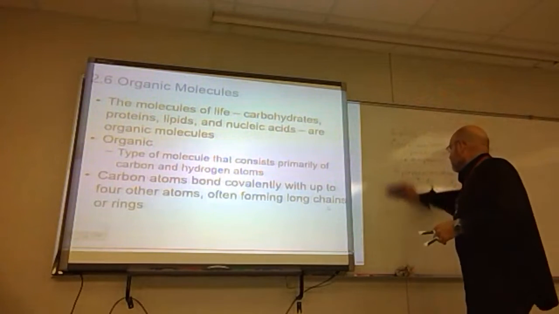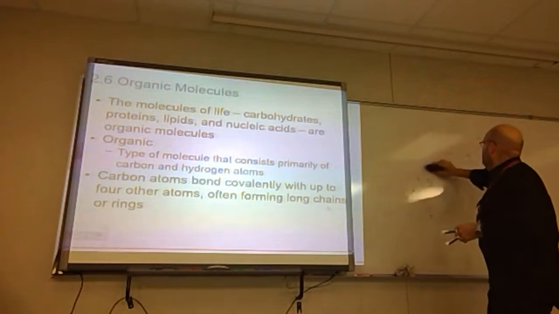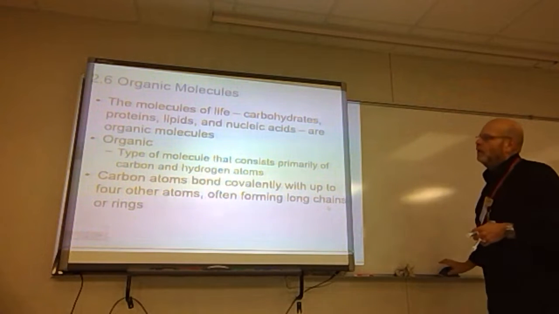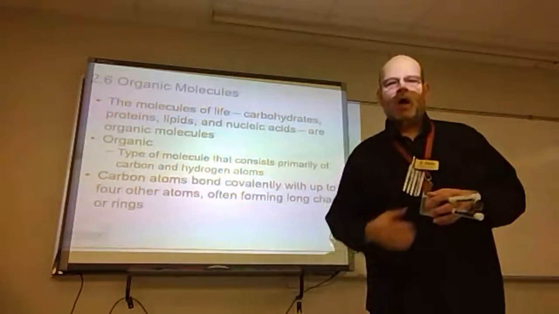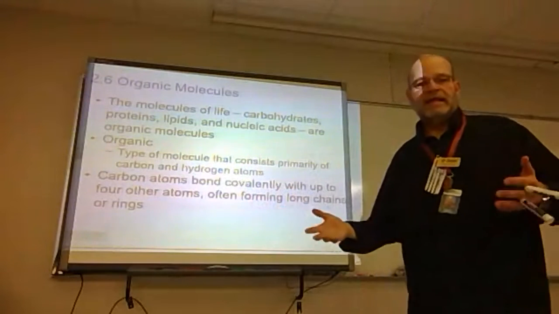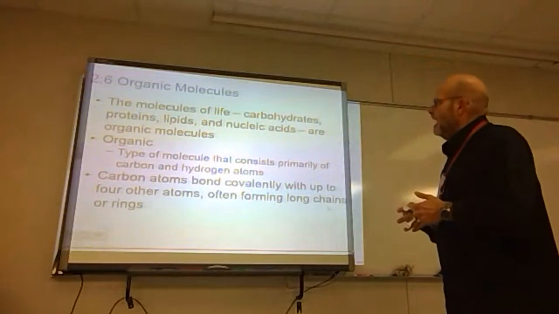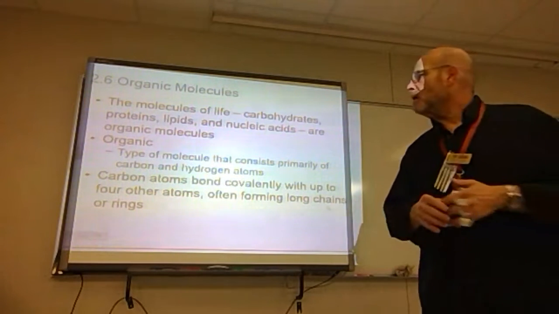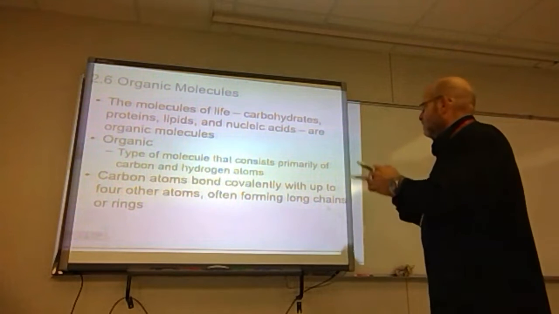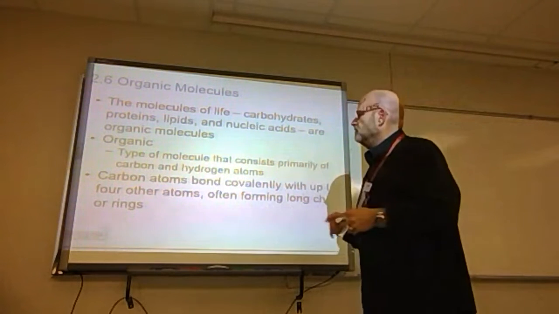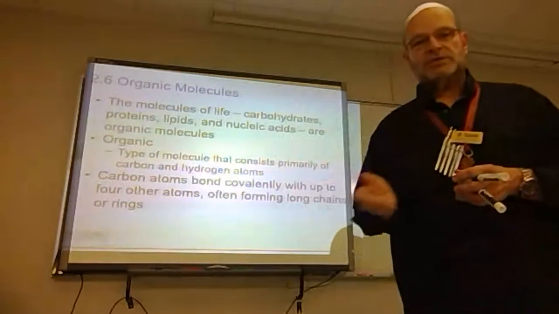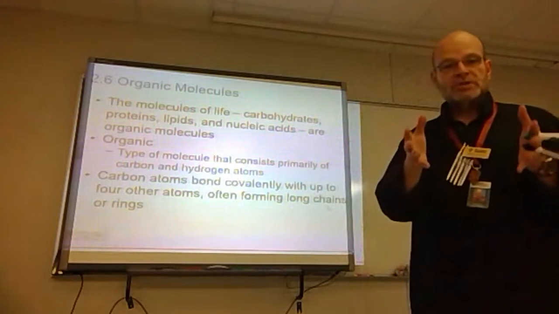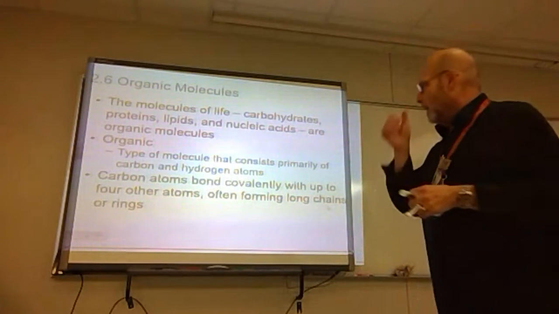Organic molecules. Organic molecules are things that are made up of carbon, hydrogen, and oxygen. Organic molecules are so important that there's a whole field of chemistry called organic chemistry. But these are the molecules of life: carbohydrates, proteins, lipids, and nucleic acids. They are all organic molecules. Something organic is a type of molecule that consists primarily of carbon and hydrogen, and then you're also going to have some oxygen thrown in there as well. But when you just talk about sheer numbers, most organic molecules are carbon and hydrogen.